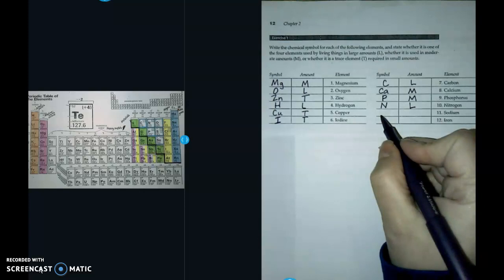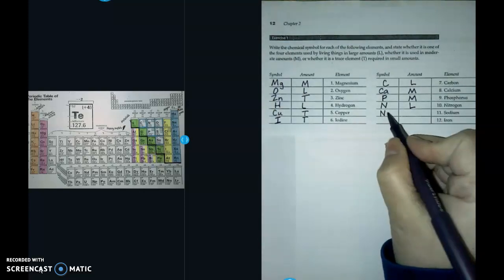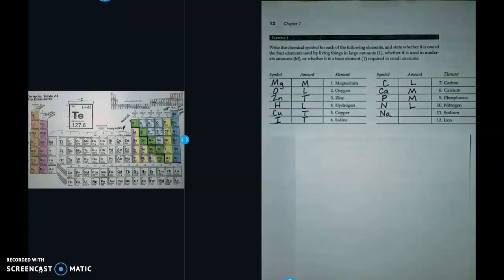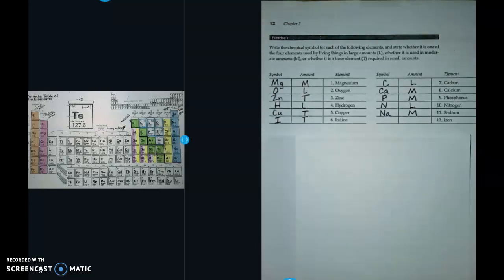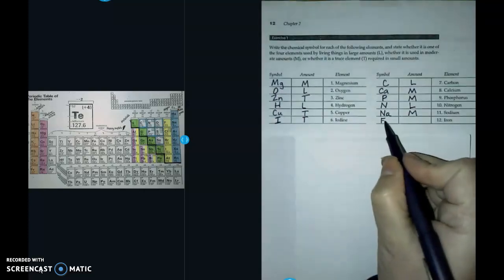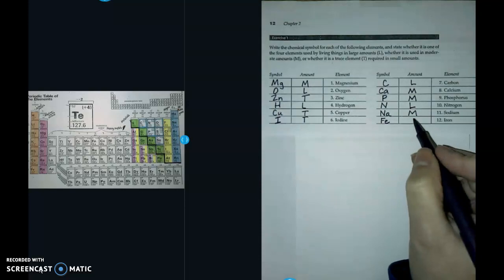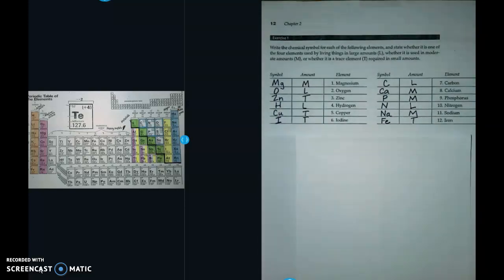The next one is sodium, and it's an Na. So that's one of those that comes from the funny ancient names that it was named after. And we need sodium in moderate amounts. Finally, iron is Fe, and we need that one in trace amounts. Without it, your body can't build the hemoglobin molecule, which carries oxygen through your blood.